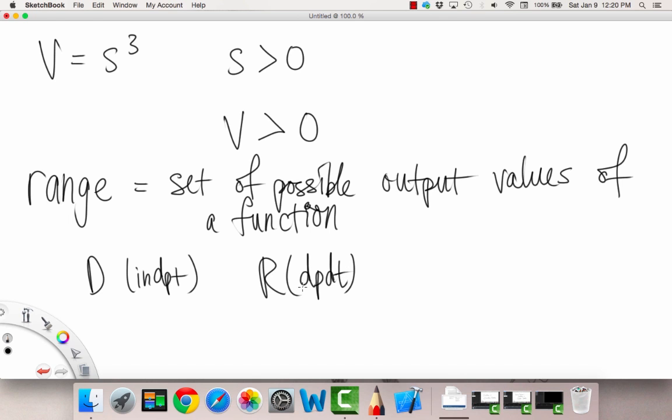And it still follows here that our range depends on what our domain is. In this case, because s wasn't allowed to equal 0 at all, our V couldn't be equal to 0, and it can't be negative either, because s can't be negative. So this depends on that.